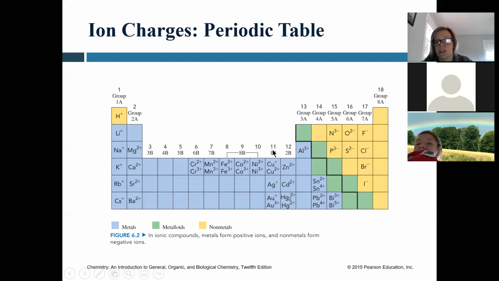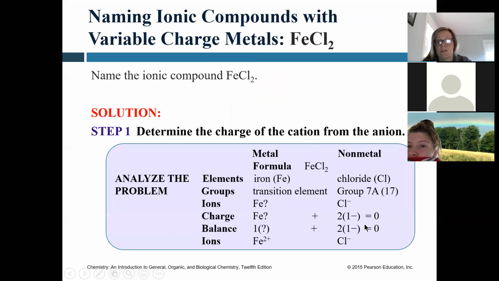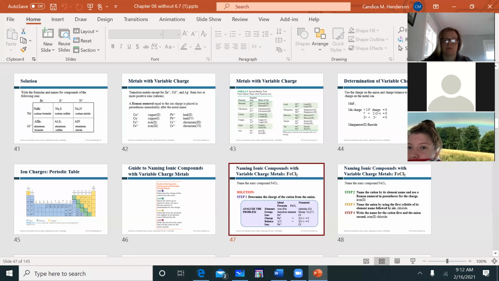Again, here's predictable charges, here's varying charges. So how to determine the charge on the metal with a varying charge: determine the charge of whatever's happening on the anion to get what the cation is, write the name of the cation or the metal, put the charge in Roman numerals, write the name of the anion and add -ide. It's the same system, you just need a Roman numeral in it. So let's try this one here, FeCl2. I'm going to do it over here.